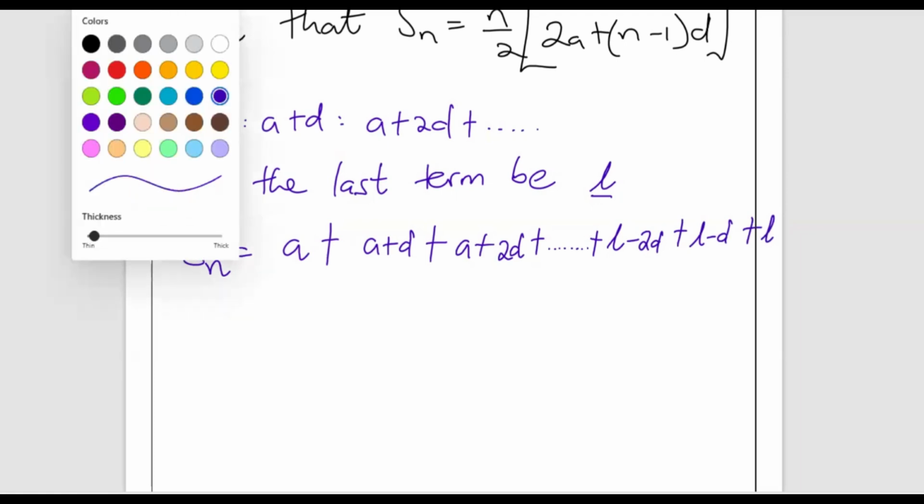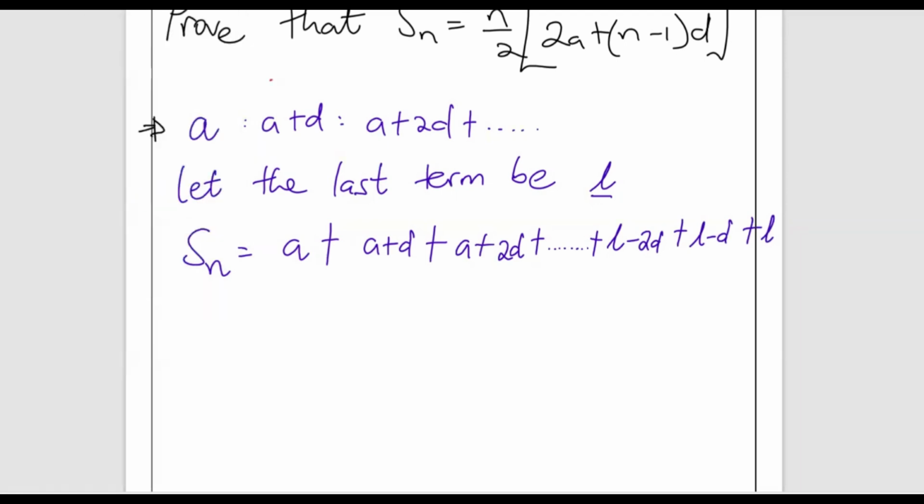So if I group this nicely, this is just term 1. This is going to be term 2. This is going to be term 3. This is the third last. This is the second last. And then that is the last term, okay?